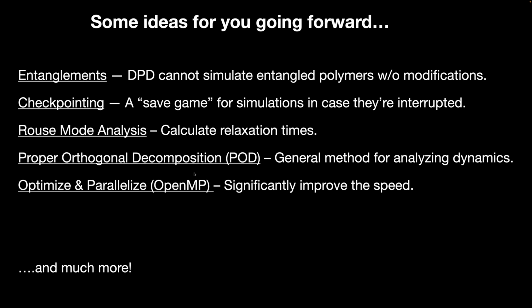Something I've been interested in recently is not doing Rouse mode analysis, but doing proper orthogonal decomposition of the fluctuations in the monomer positions to figure out what the modes are, and they should match the Rouse modes for linear chains, and then using those to calculate normal coordinates and then look at relaxation time. So this is a more general method for analyzing dynamics that agrees with Rouse mode analysis in the limit of linear chains. So you could implement this.